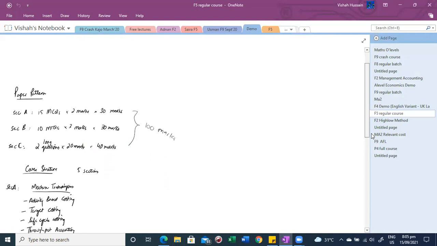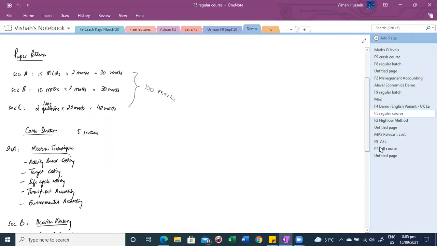Now, the paper pattern for F5 is that there are 3 sections. Section A has 15 MCQs, 2 marks each. That totals up to 30 marks. Section B is 10 MTQs, 3 marks each. That equals up to 30 marks. And section C has 2 long questions, 20 marks each. That equals up to 40 marks. So in total, your paper is going to consist of 100 marks.